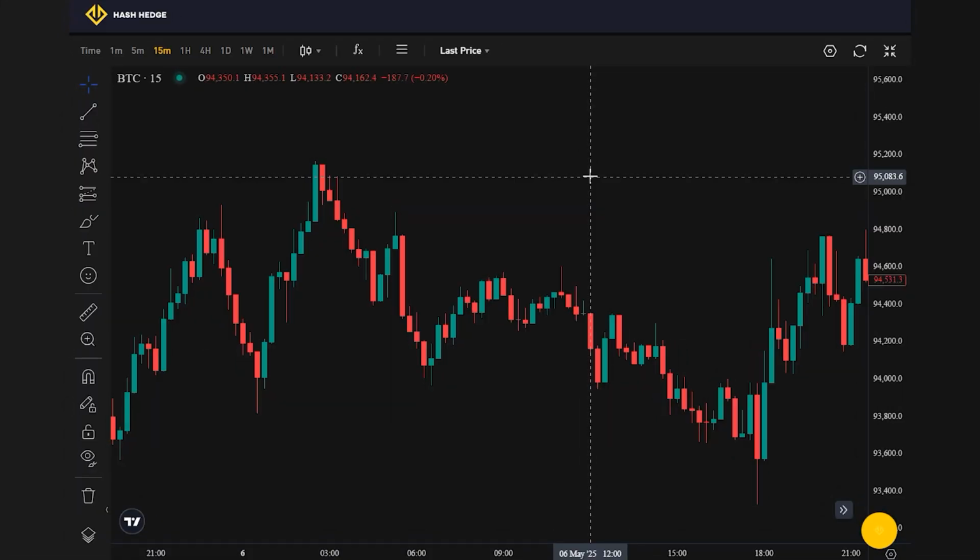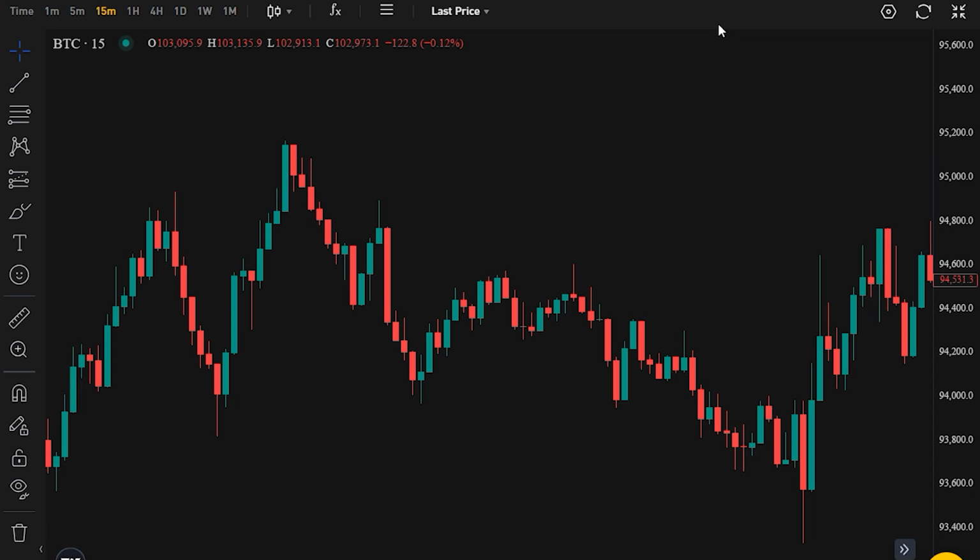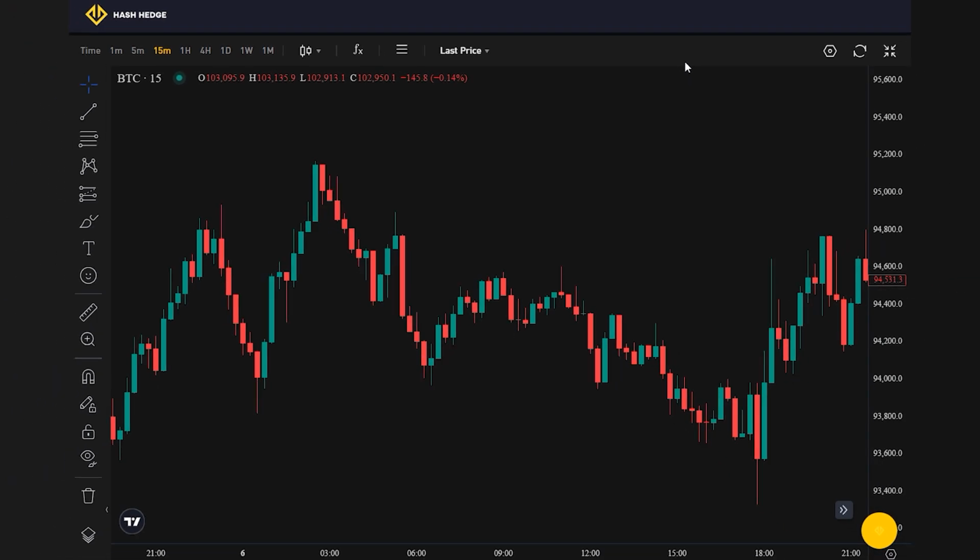Now let's talk about the rules of using candlestick patterns. Not only the engulfment pattern, but any other candlestick patterns. There are some very important rules here.